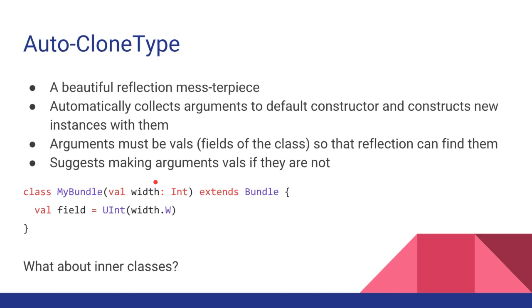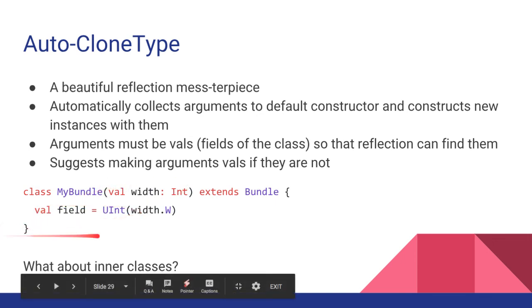So in order to do this reflection masterpiece, if you make your arguments vals, and the error message will tell you to do that, we can reflectively find these vals and create that cloneType function for you, which is pretty cool. But what about inner classes?